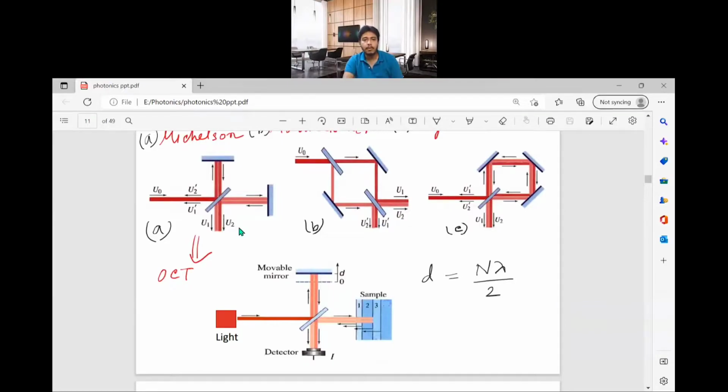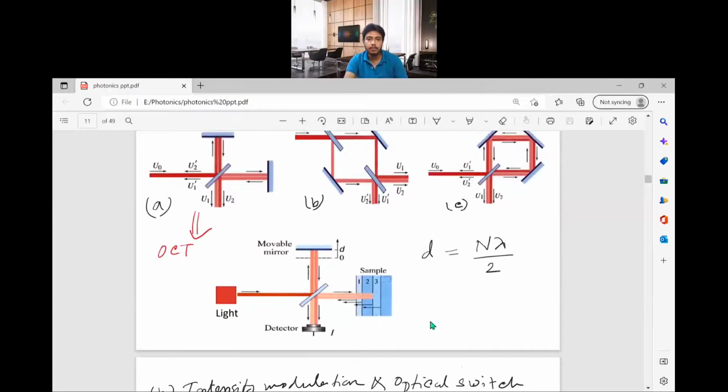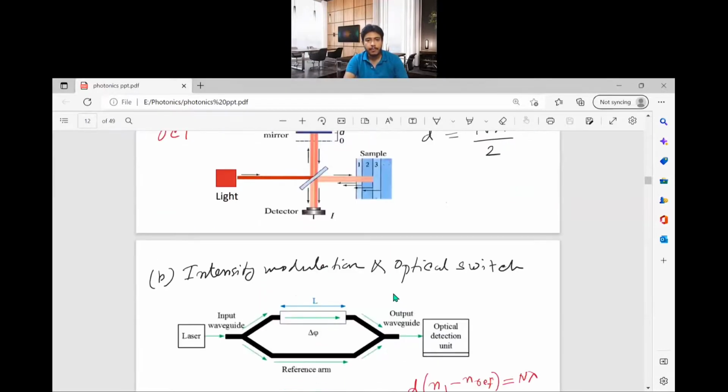So that pattern, the number of counts and the number of fringe pattern pairs, can be changed using this movement. So if you move this mirror by d, the total movement will be 2d. So this is the relation: d is equal to n lambda by 2. From that you can measure the displacement, or you can measure the wavelength also. So different things you can do.